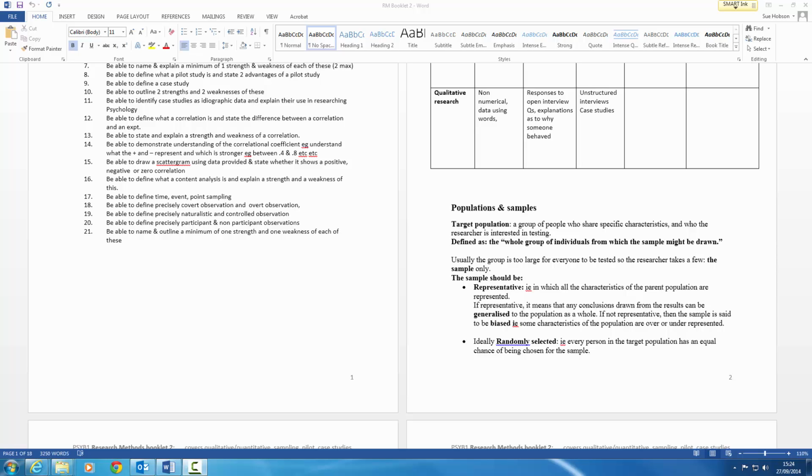Okay, this is the video on populations and sampling. Alright, you're looking at page 2 of your booklet. This is research booklet 2, and we're looking at this target population. What do we mean by that? Right, this is what you need to highlight.